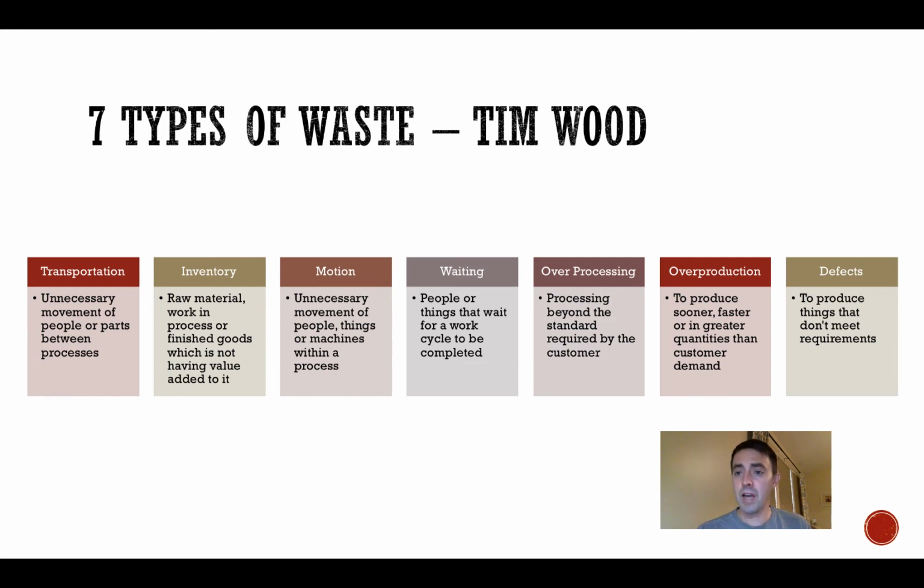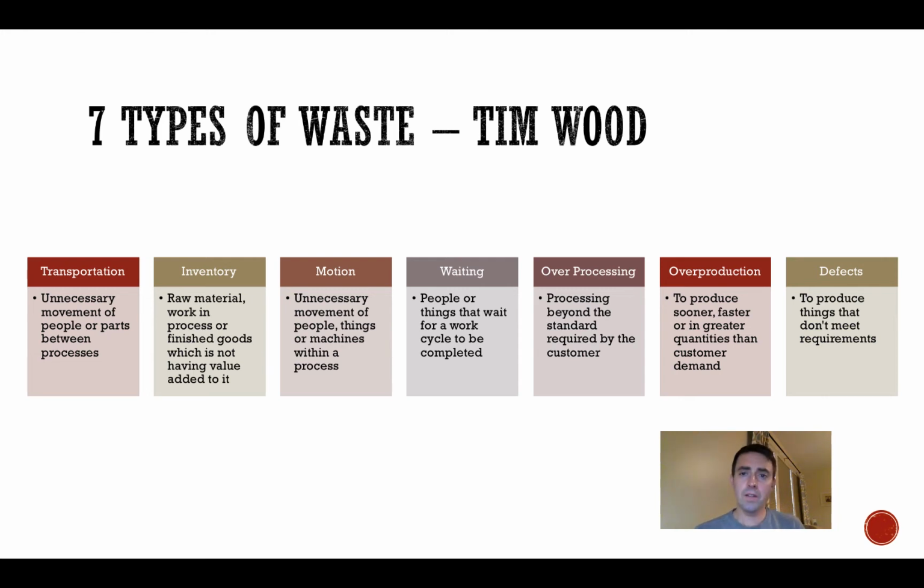The last type of waste is called defects, and these are just things that are broken or things that don't meet requirements. It's really simple. If you step back here, we walked through those pretty quick, but you can look at transportation, inventory, motion. That's TIM. And then WOOD is waiting, overprocessing, overproduction, and defects.